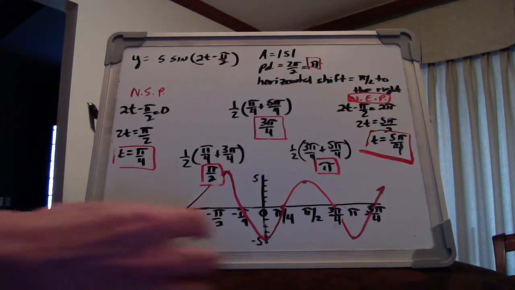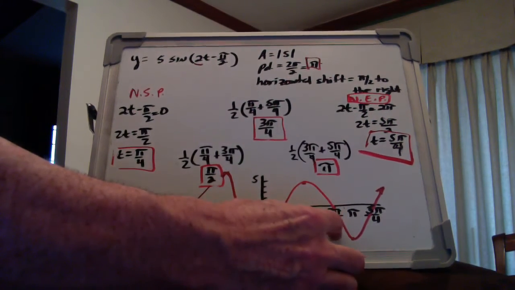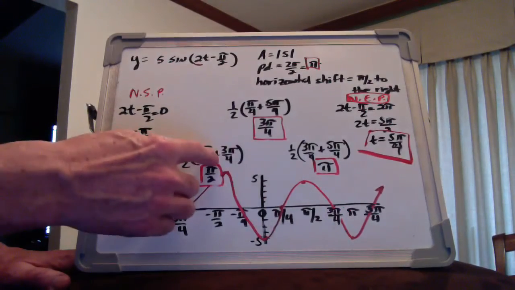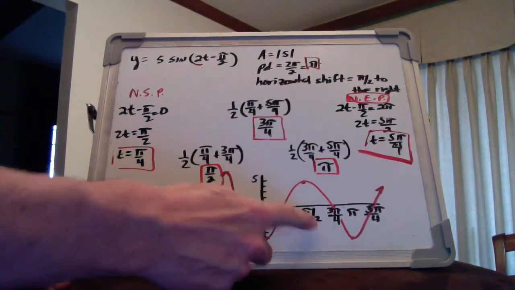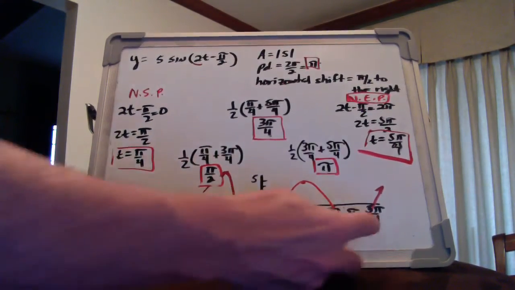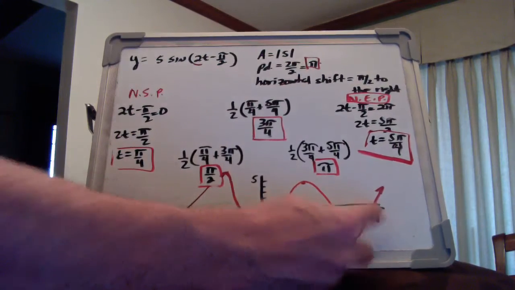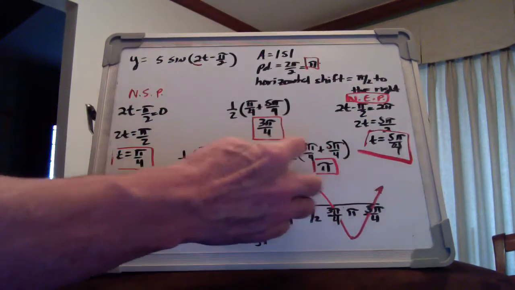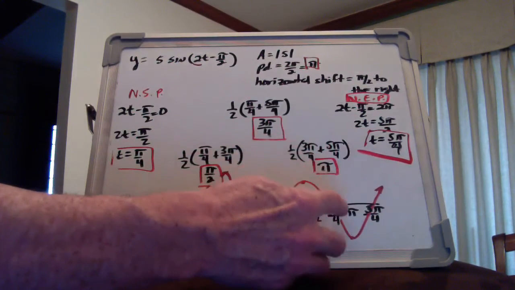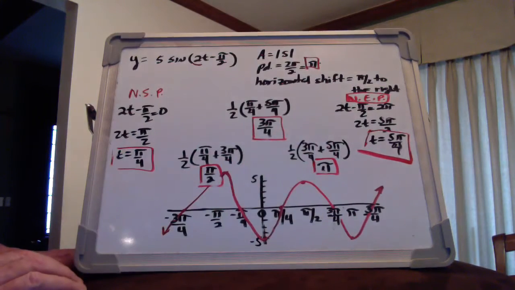Then I do the same thing to find the midpoint between these 2. I add these 2 together, cut it in half, and I get pi over 2. Then lastly, to find the midpoint between these 2, I add these 2 up, multiply by 1/2, and I get pi, and I put that there.